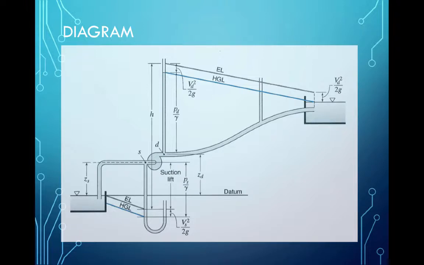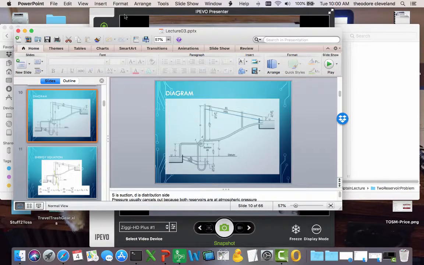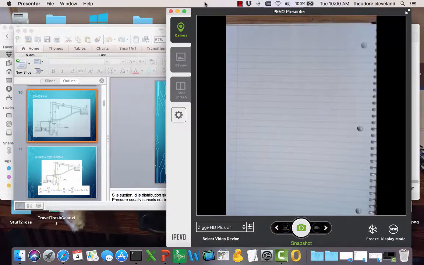So let's examine this diagram really quickly. And so here we have a lower reservoir. We have a pump that provides energy to lift to an upper reservoir. Perhaps before this diagram, let's take a simpler look at a slightly different case.